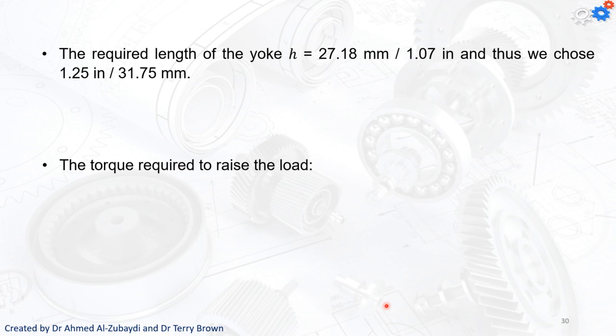Well, cutting is going to be done. First, the required length of the yoke is 27.18 or 1.07 inches, and thus we can choose the 1.25 inch as a value.